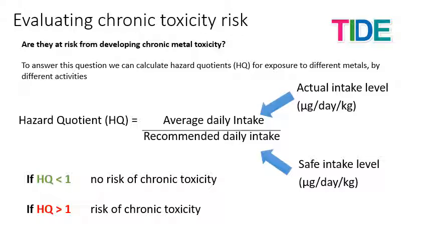Just as a reminder, the hazard quotient is the ratio of the average daily intake of metal by a group of people to the recommended daily intake of this metal, which is considered to be safe. This is in micrograms of metal per day per body mass of person. If this ratio is higher than 1, then it means that people's metal intake is exceeding the safe level, and there is a risk that they will develop health issues due to chronic metal toxicity. And the higher this number, the higher the risk.